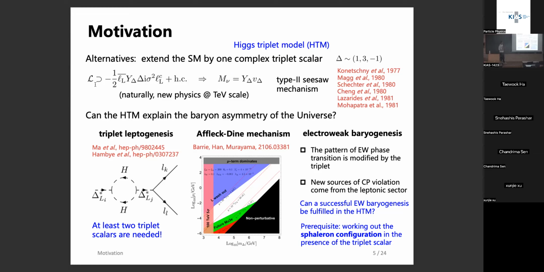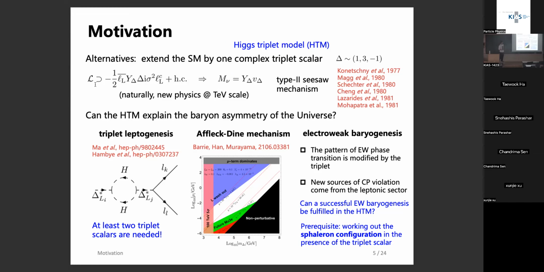And in this Higgs triplet model, the typical scale of new physics can be much lower compared with thermal leptogenesis, which is typically at the TeV scale. So hopefully we can probe it using colliders in the future. Then can the Higgs triplet model also explain the baryon asymmetry of the universe? We have several frameworks to realize it.